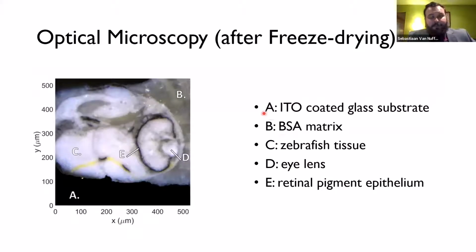After our experiments, we freeze dry the tissue for optical microscopy. And when we have a look at the optical microscopy image, we can see that our sectioning was quite successful. Over here we have the indium tin oxide coated substrates. This is the BSA matrix. This over here is the zebrafish tissue. This is the eye lens, and then this black boundary layer is the retinal pigment epithelium.